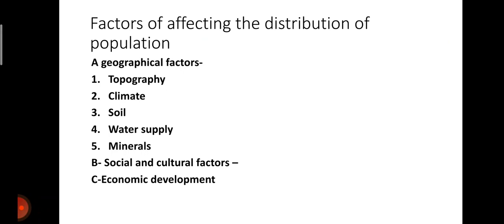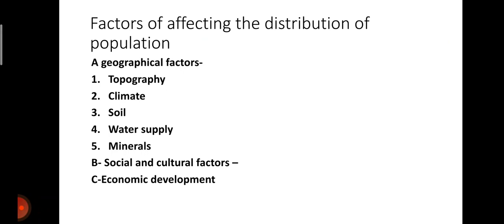Now, factors affecting the distribution of population. There are geographical factors, and also social factors, cultural factors, and economic factors. First, the geographical factors. Topography: where the relief is adequate or flat land is found, there is a concentration of population. Climate: where an adequate climate is found, the concentration of population is high.